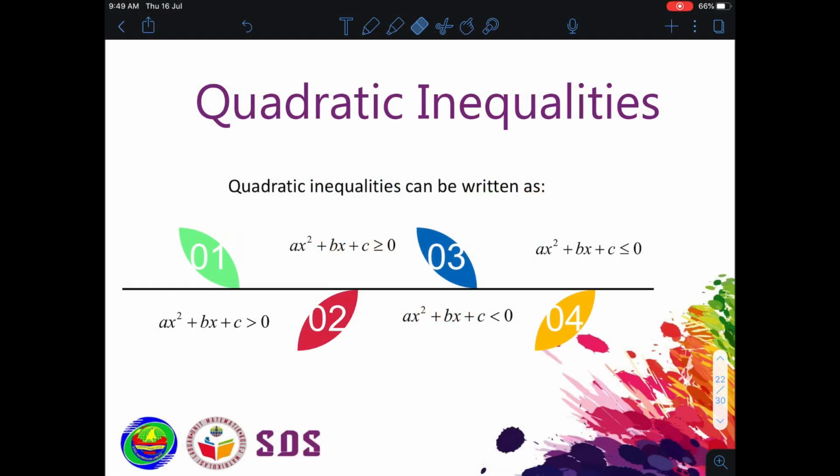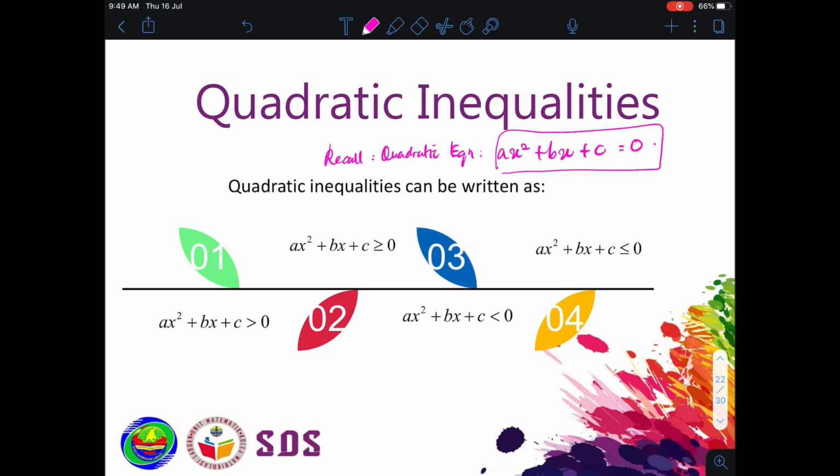Alright, quadratic inequalities. Can you recall how we write the quadratic equation? A quadratic equation should be written in ax squared plus bx plus c equals 0. So this is a quadratic equation.